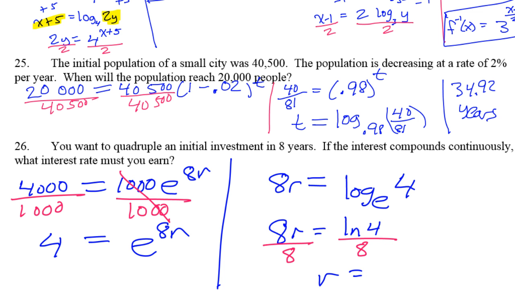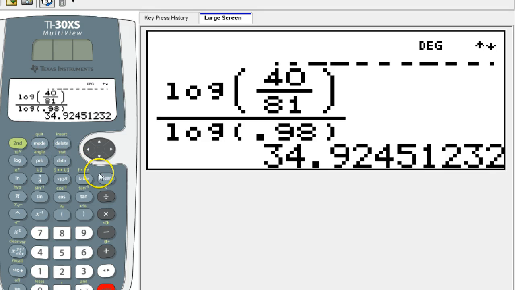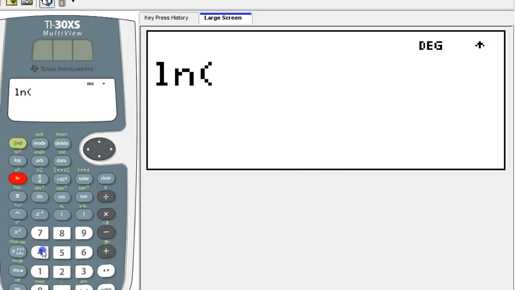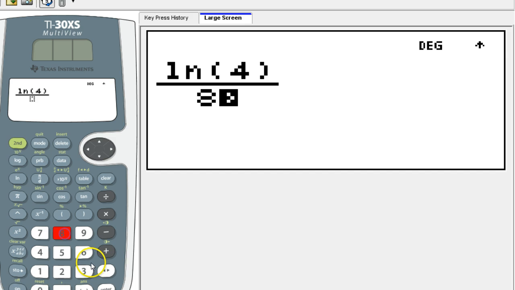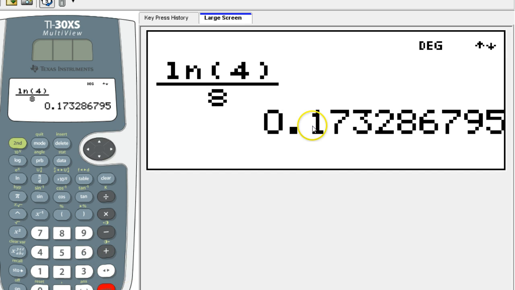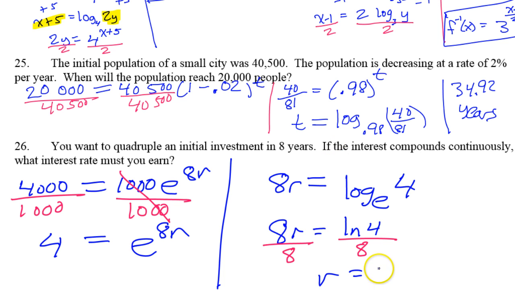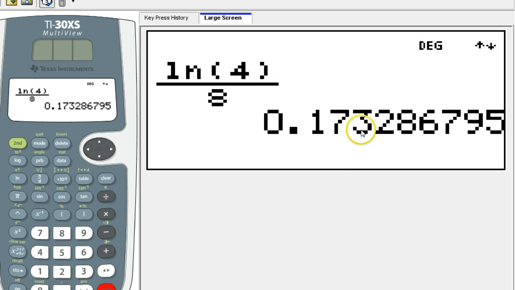So you just put that in your calculator: natural log 4 over 8. 0.17, 0.1733.